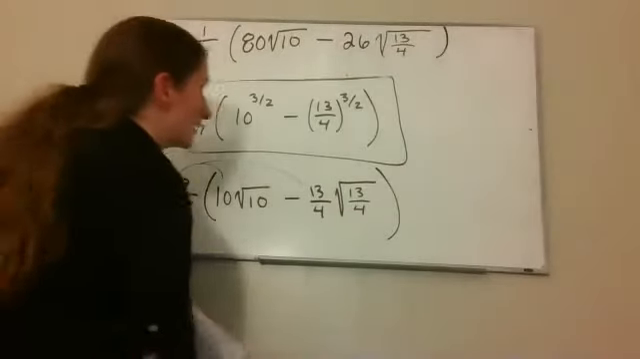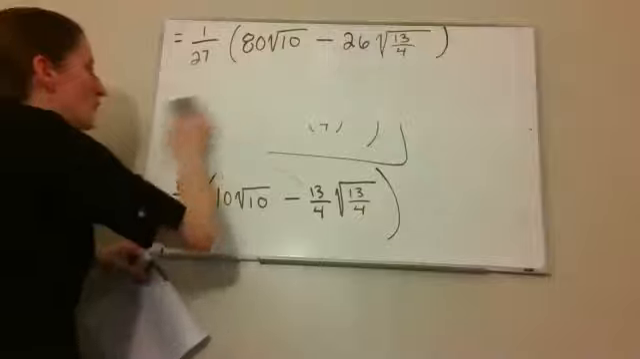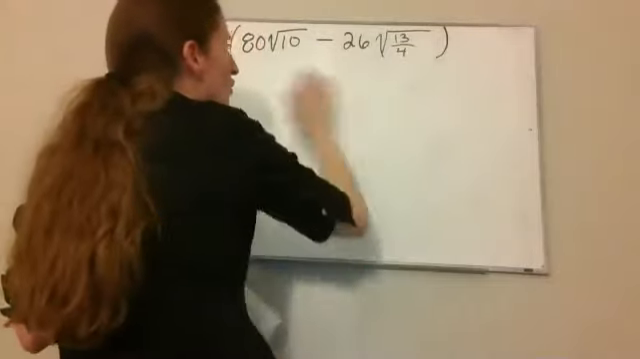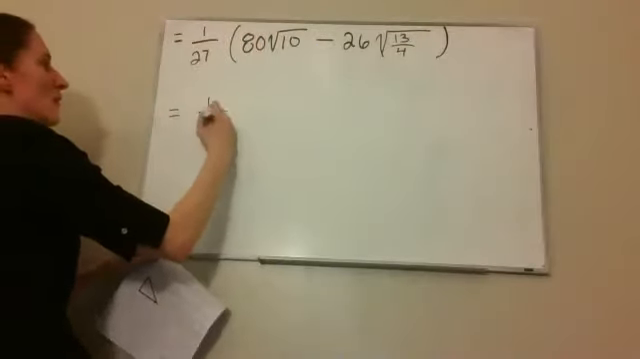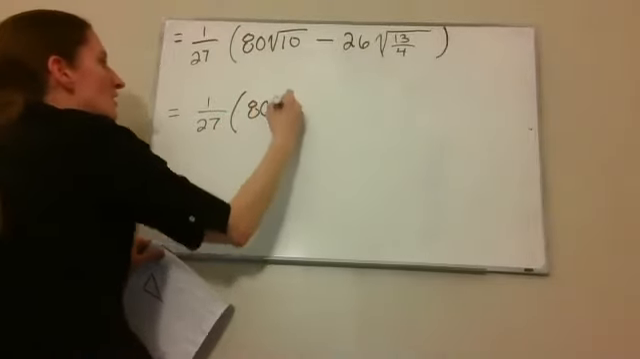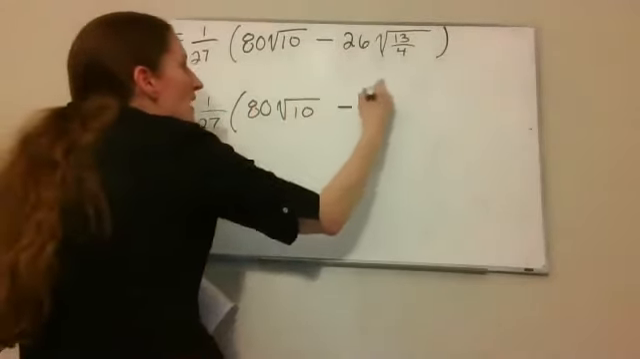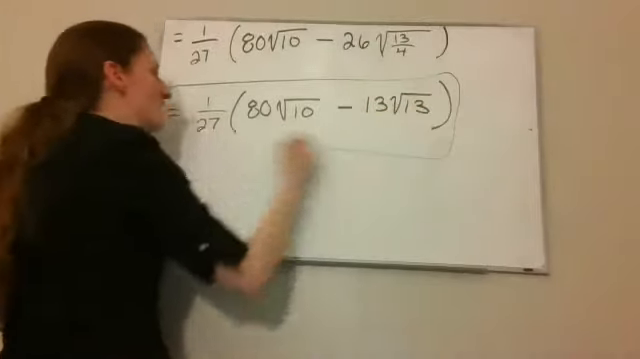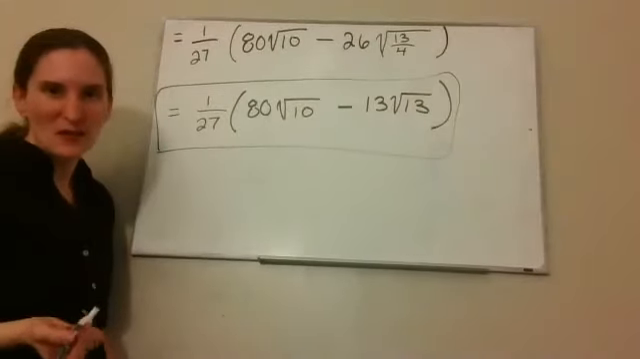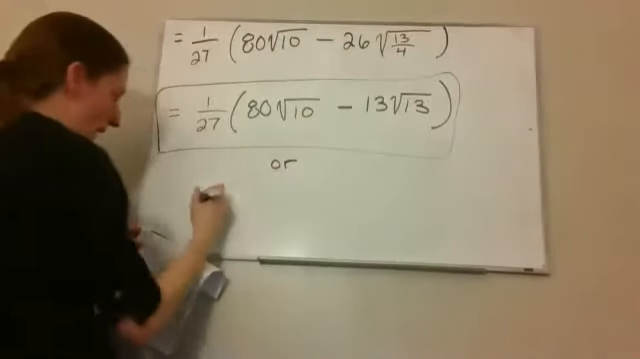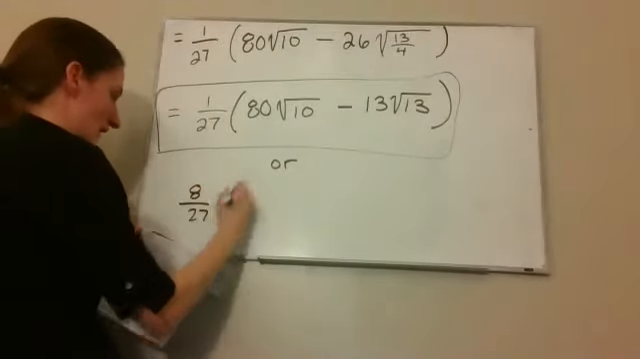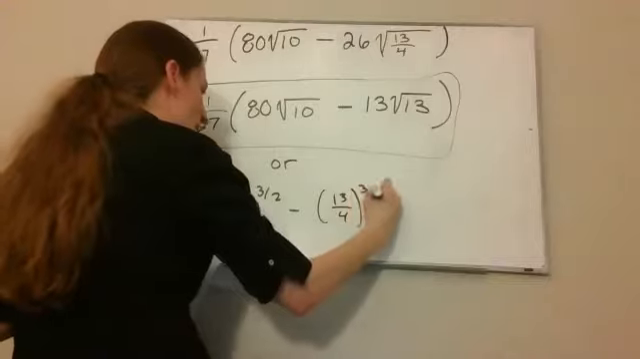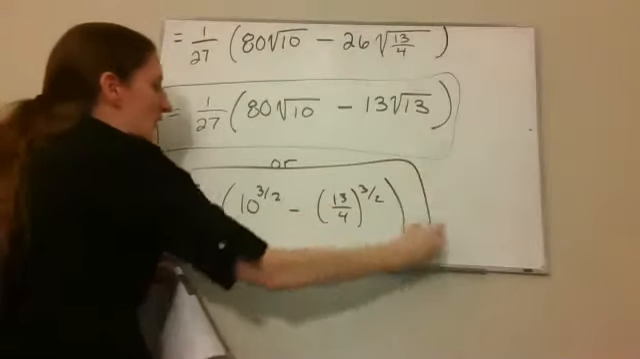So that's still a little bit ugly. I can simplify that square root of 13/4 just a little bit because square root of 4 is 2. So I could pull a 2 out and get a fully simplified answer of 1/27 times 80 square root of 10 minus 13 square root of 13. Now, that's about as simplified as it gets. I personally don't think that's much prettier than what we had before. So remember, what we had before we simplified was 8/27 times 10 to the 3/2 minus 13/4 to the 3/2. These are the same answer.